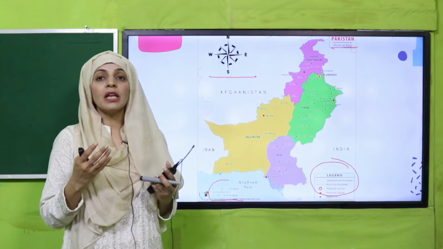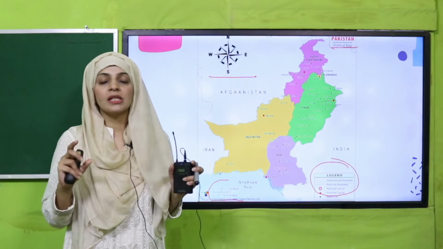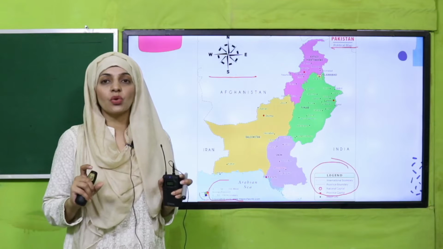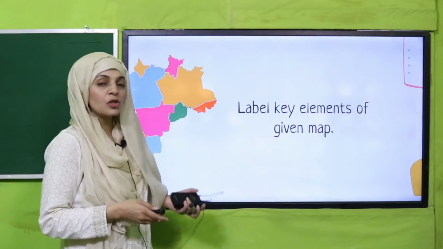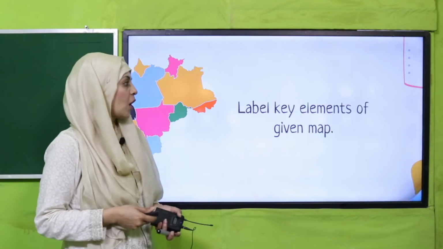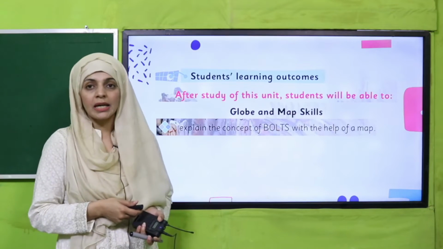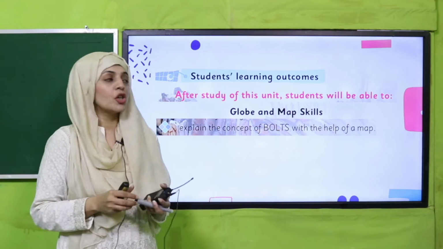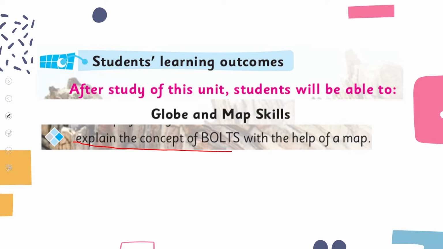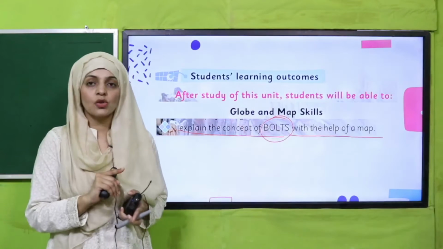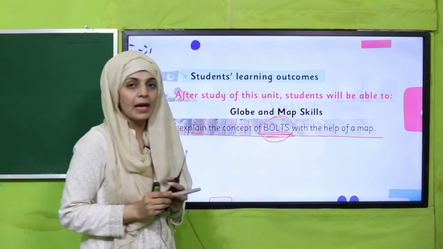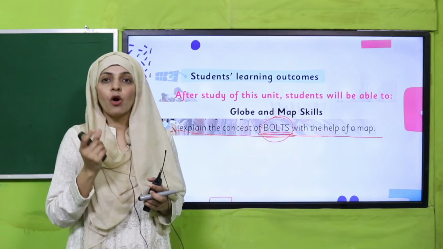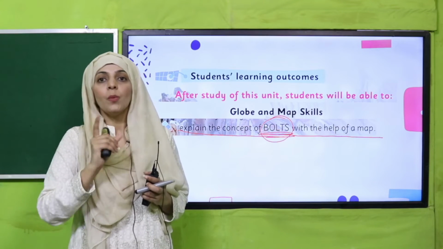So today we will denote these as BOLTS. That is, what BOLTS are used for in a map, we will discuss that. My dear students, label the key elements of the given map. We have already done that. Now let's quickly move forward towards the student learning outcome for today. In today's lecture, the students will be able to explain the concept of BOLTS with the help of a map. We have already discussed the key elements. These BOLTS are related to them. What is it short for, what is it an abbreviation of, we will discuss that.